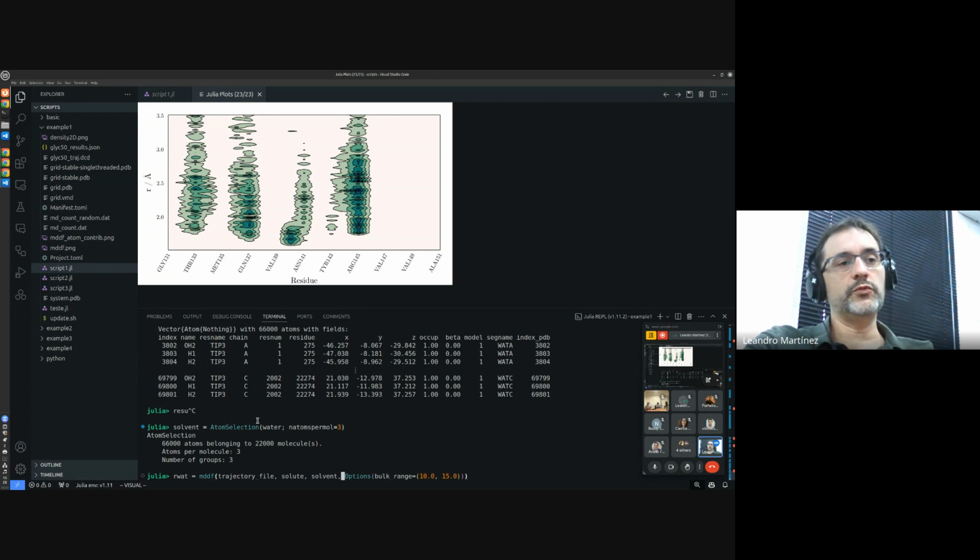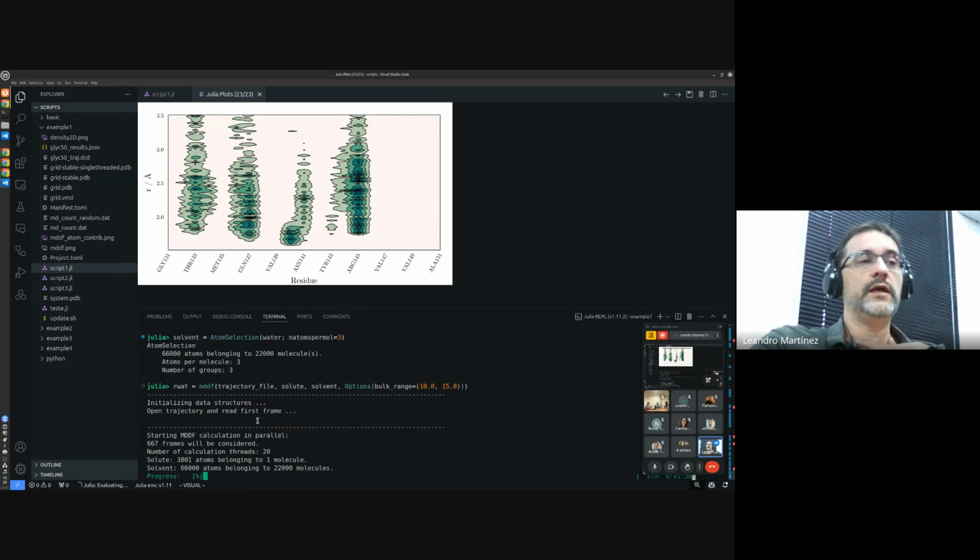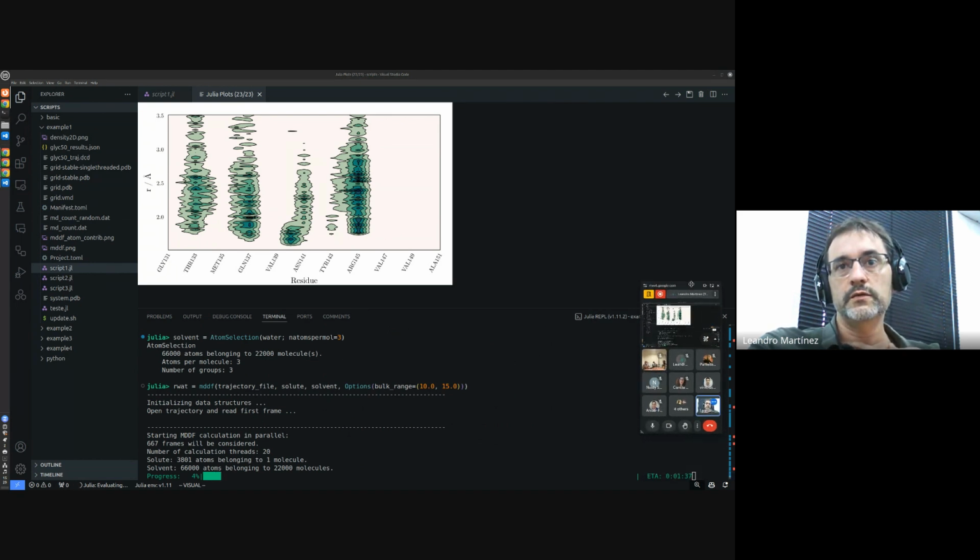And now the computation for the solvent is already redefined. The solute is the same as before. Now we are computing the interactions of the protein with water. And this will take a little more than a minute. Let's wait.